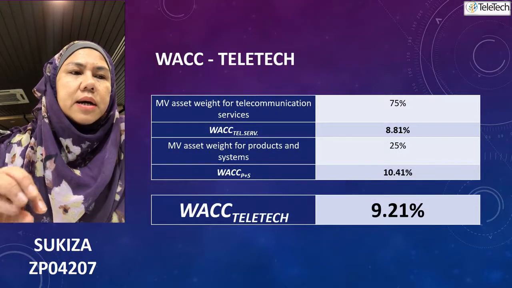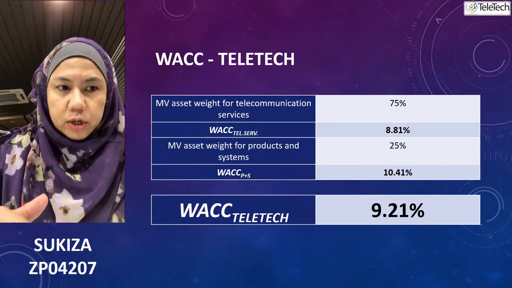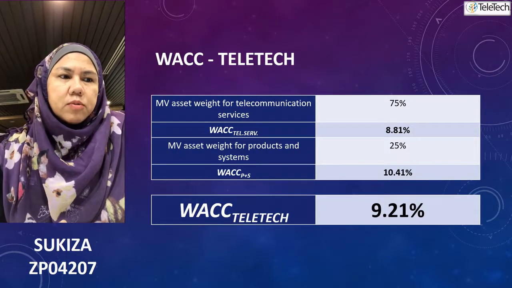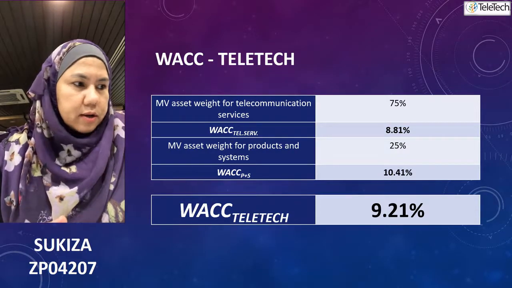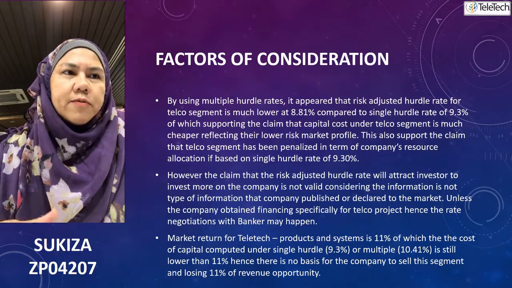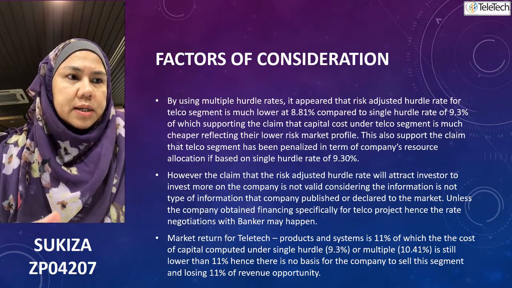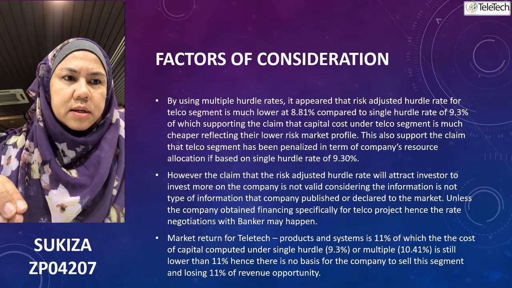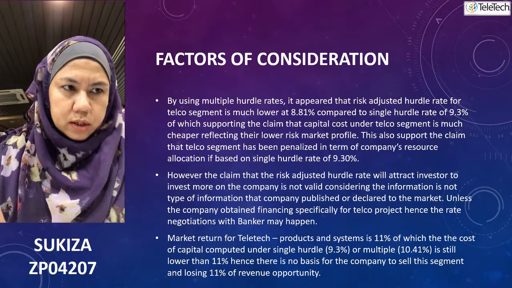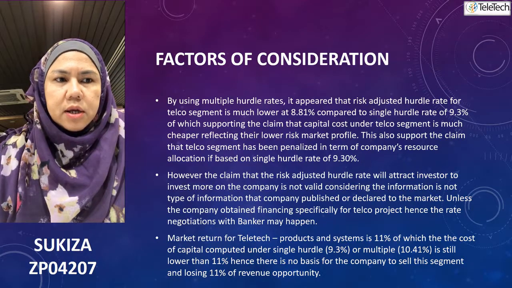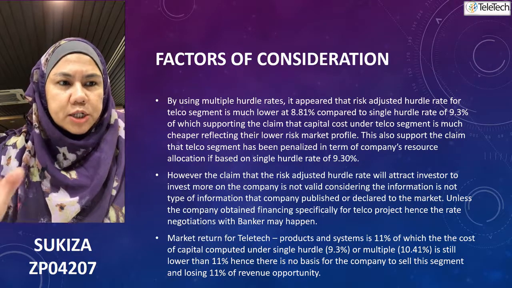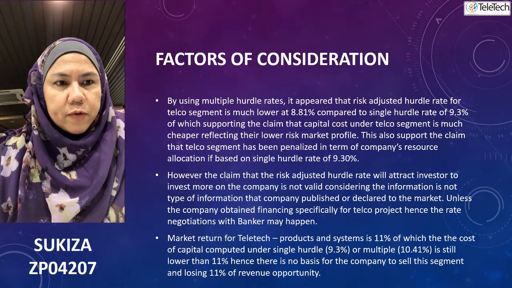If, let's say, the WACC of the company is 9.21, which is much lower than 9.3%, which is the current hurdle rate of the company. A consideration before using the multiple hurdle rate: it appears that the risk-adjusted rate for telco is much lower compared to the single hurdle rate, which supports the claim that the cost of capital in the telco segment is much cheaper, reflecting their lower risk market profile.